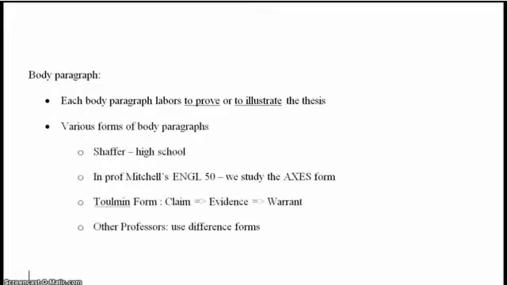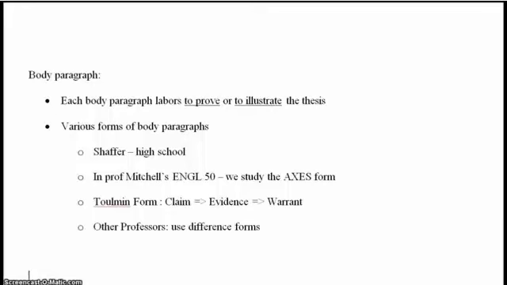Okay, now body paragraphs. This is really where we want to spend our time this week. First of all, the definition of a body paragraph is a paragraph that labors to prove or to illustrate your thesis. So when you construct them, you should always have in mind your thesis statement. Now, there's a big fight over what body paragraphs should look like. When I was in high school, this was the Schaefer form, and every single body paragraph had to have 7 sentences. Other professors that you've had at this school may have given you other handouts, the Feet method or the Tolman method. In my English 50 class, I teach the Axis form.